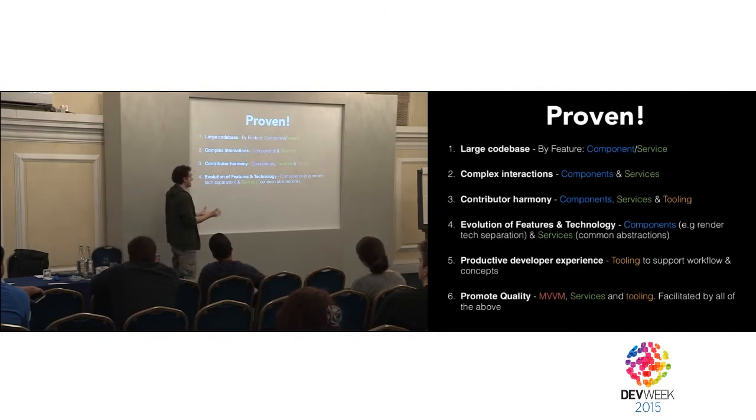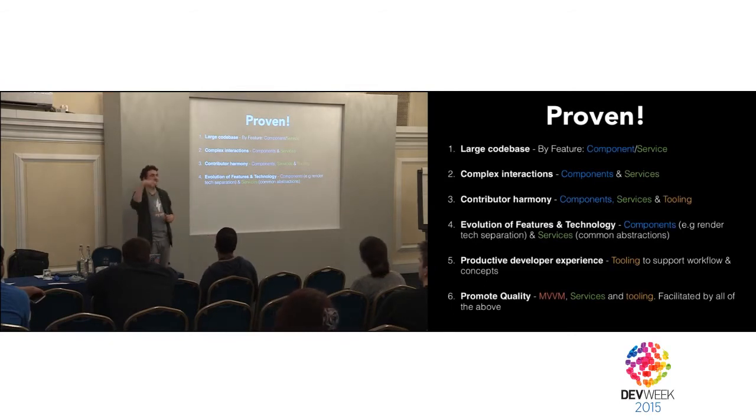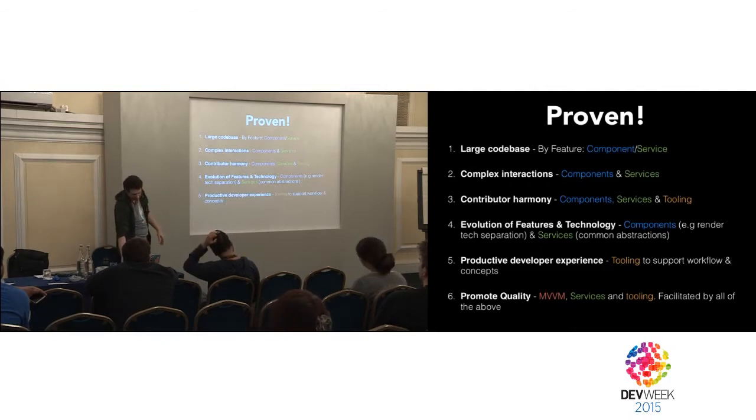Components, again, they exist in isolation. They don't rely directly on service implementations or on other components, so you can change them over time. By using something like MVVM, you've also got the separation of concerns from the rendering to the domain logic. So you get a lot of value there. The services are common abstractions. And the tooling really does help that productive developer workflow.